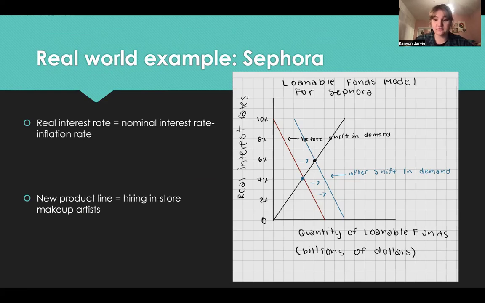Now on the graph with the fictional real interest rate, originally it was set at 4%, the shift will increase the demand curve, causing it to shift to the right and raising the real interest rate up to 6%. This is an example of how the supply and demand of loanable funds will affect the real interest rate.